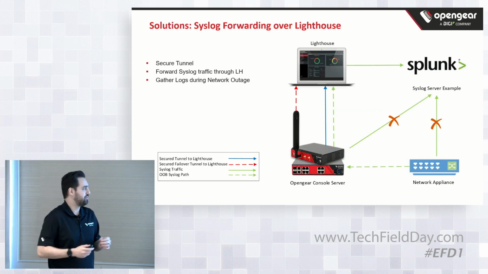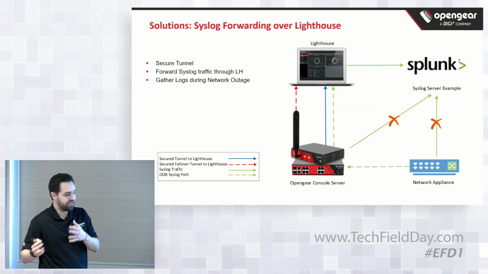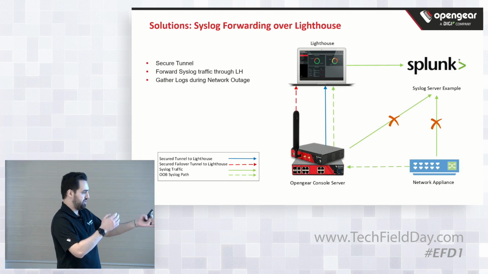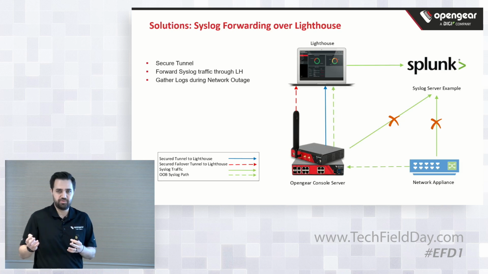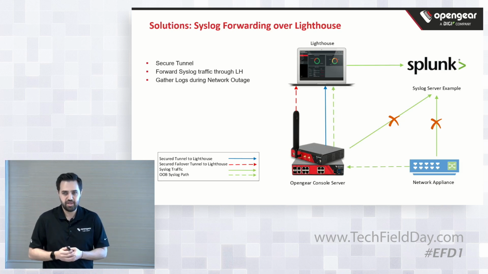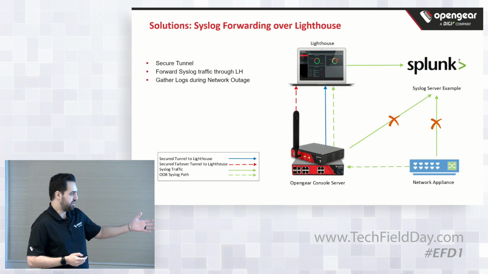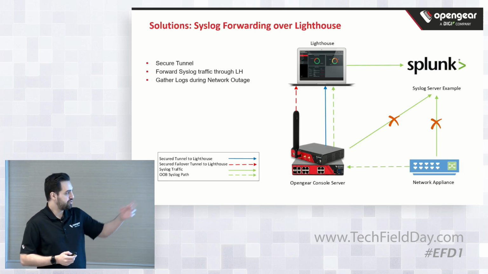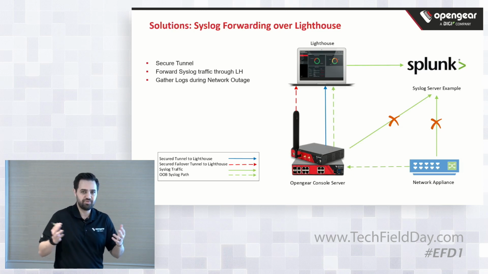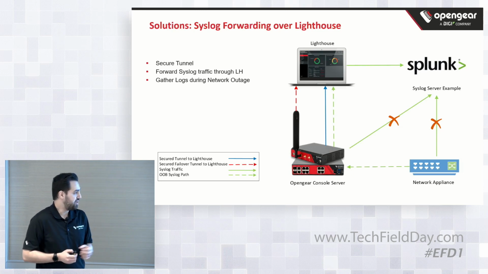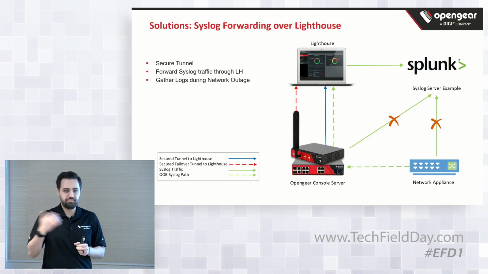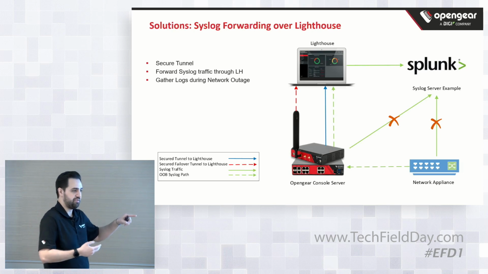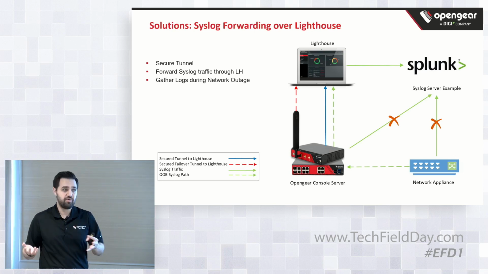Another great solution is syslog forwarding over Lighthouse. What that really means is you can nominate the console server as your alternative syslog server on your equipment. The day that you lose connectivity from your network appliance and your Opengear device to your Splunk server, Splunk is just an example of a syslog aggregator, the minute you lose connectivity, you're completely in the dark. You have to start troubleshooting essentially by either doing a truck roll or jumping back in through the Opengear appliance to figure out what's happening.